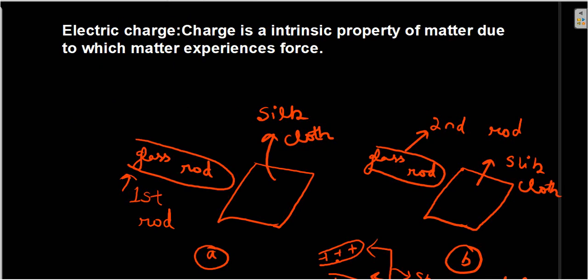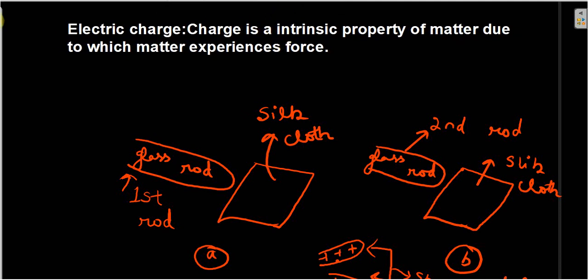Charge is an intrinsic property of matter due to which matter experiences force. So what does it mean by intrinsic? Intrinsic means independent. So charge is an independent property. It does not depend on other things. So basically, electric charge is a property of matter due to which it experiences force on other matter particles.